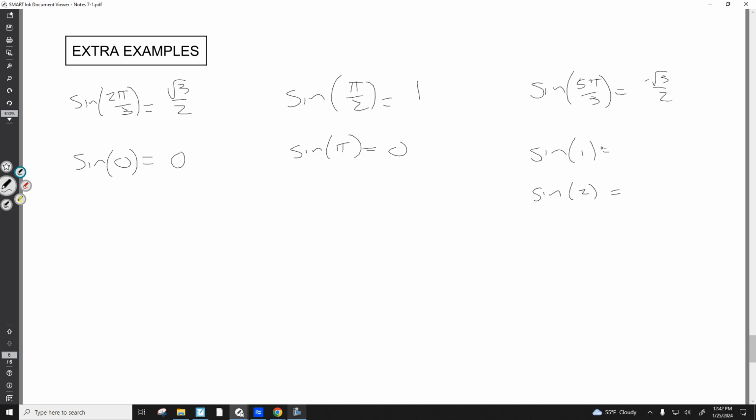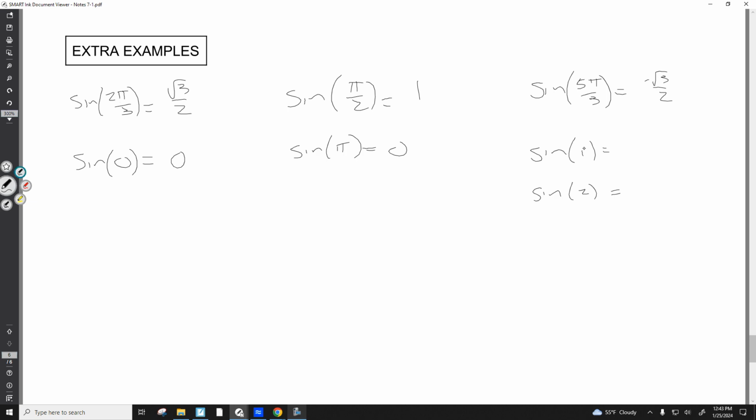No. Okay. We're not there yet. You don't know the sine of 1. You don't know the sine of 2. This would be something that you'd have to plug in a calculator. But you've got to understand the value 1.